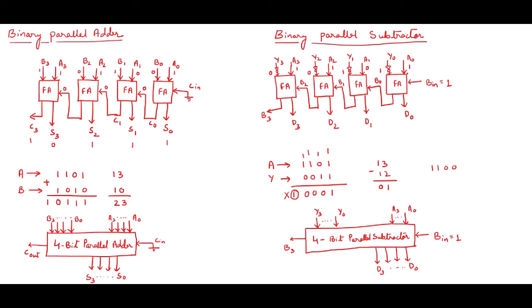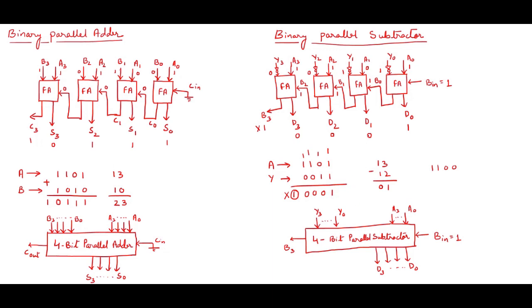Now I have to add it. 1 plus 1 is 10, plus 1 of the B in is 11, so I'll get 1 over here. Not borrow, it is going forward; try not to use the word borrow here, it is going forward. Then 0 plus 1 is 1, plus 1 is 10. Then 1 plus 0 is 1, plus 1 is 10, so 0 and carry 1 over here, again 1 plus 0 is 1, plus 1 is 10, 0 carry 1. Now 1 plus 0 is 1 plus 1 is 10, 0 carry 1. This part is discarded, so the result is 0001. I got the result 0001.